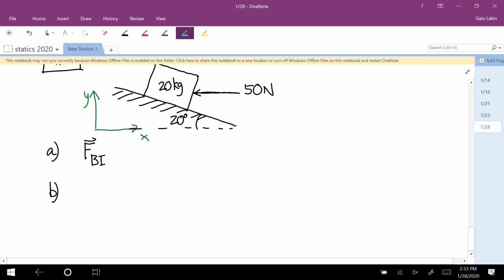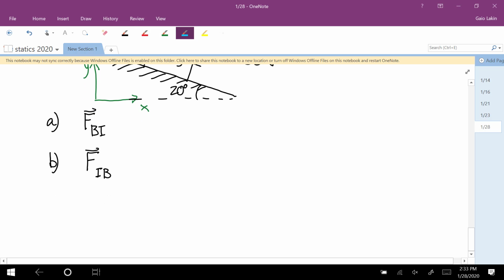And the second one, what's the force vector the block applies to the incline? So that's the force on the incline by the block. And then the last one, this is the one I want to talk about. Calculate the normal force and the friction force.